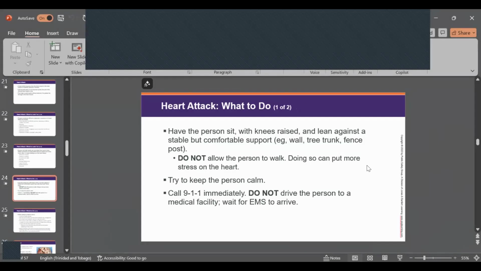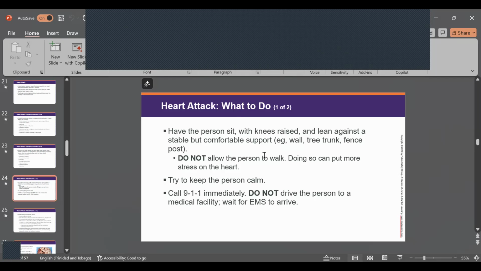So I will post again, these will go up on the e-classroom, so you guys will have access to it, right? So if you notice, what can we do? The very first thing, have the person sit. Typically, with the knees raised, lean against a stable but comfortable support. It depends on where you are.